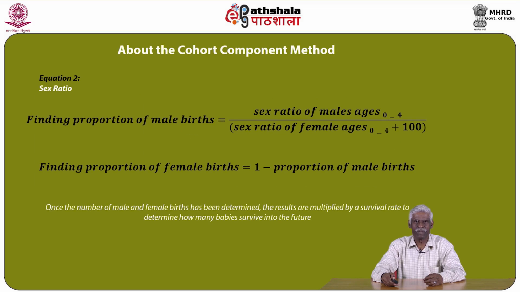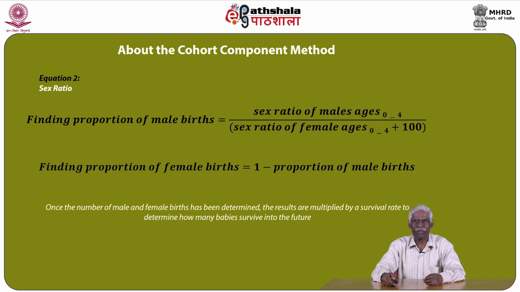The second equation is focusing on sex ratio. Finding the proportion of male births is equal to the sex ratio of males ages 0 to 4 divided by the sex ratio of females ages 0 to 4 plus 100. Then finding the proportion of female births is equal to 1 minus the proportion of male births.